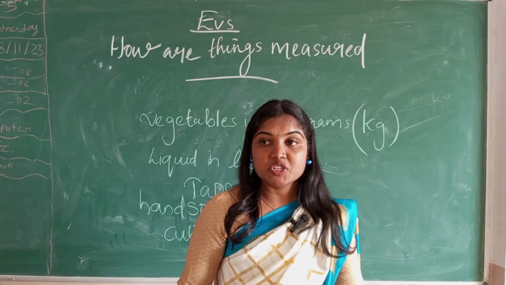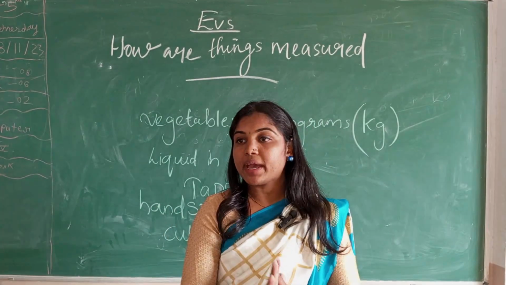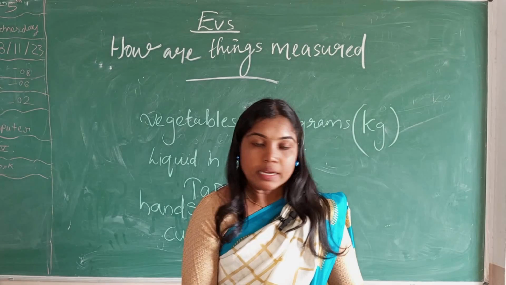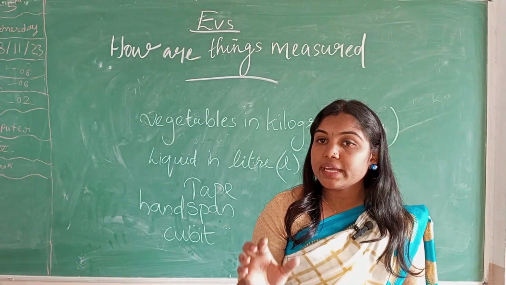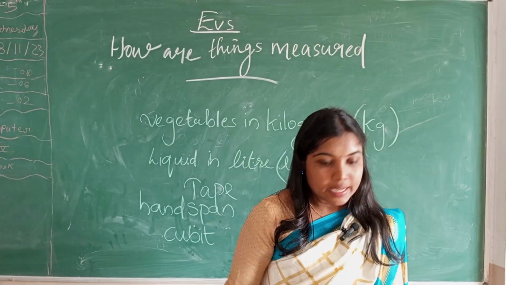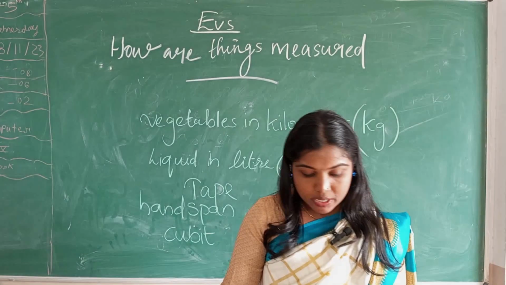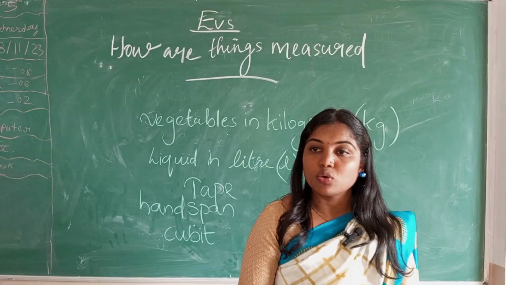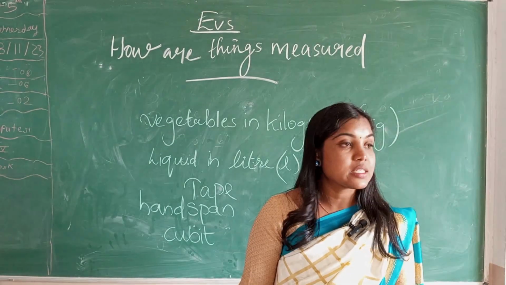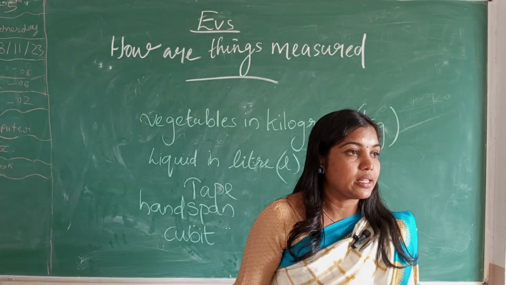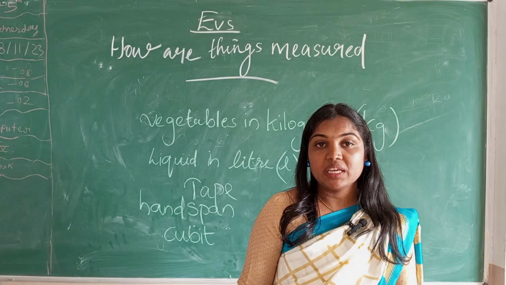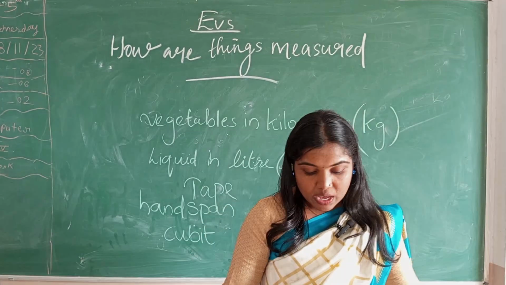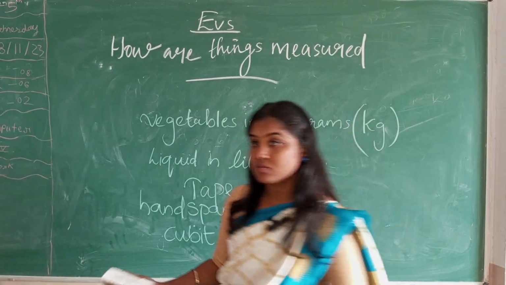So the measurement of your mother's handspan and your handspan is different. To get an accurate measurement, we have a fixed unit. We have a fixed unit for measuring things. That is called a meter. Meter is the unit of measuring lengths.